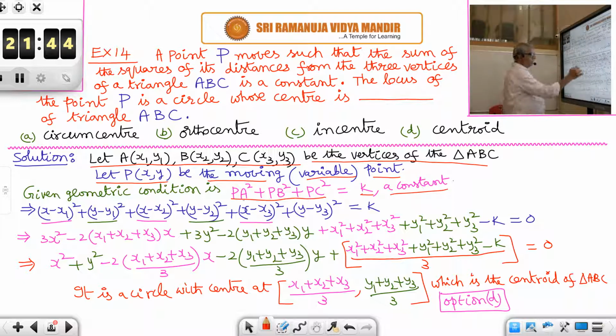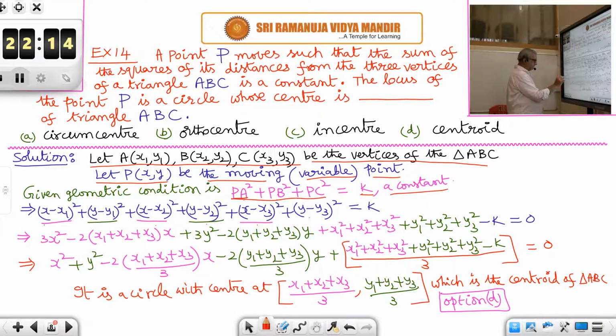Let us put the equations. PA square is (x minus x1) whole square plus (y minus y1) whole square. PB square is (x minus x2) whole square plus (y minus y2) whole square. PC square similarly is (x minus x3) whole square plus (y minus y3) whole square, equal to K. So afterwards, please follow carefully how I am expanding.